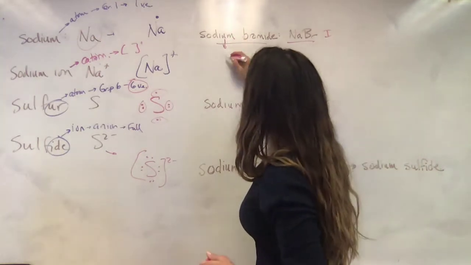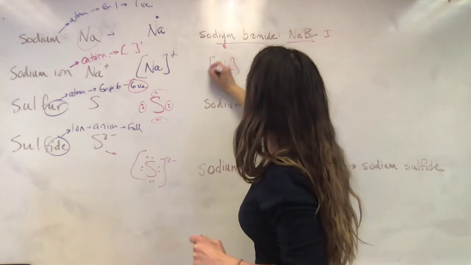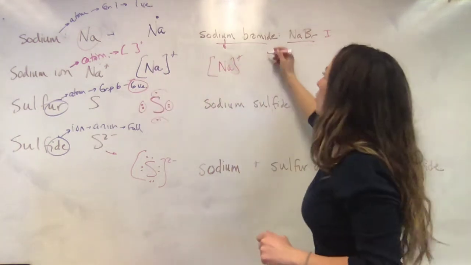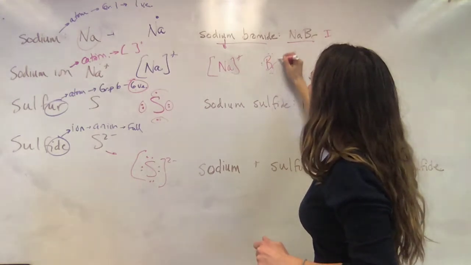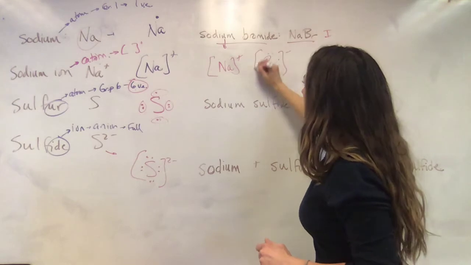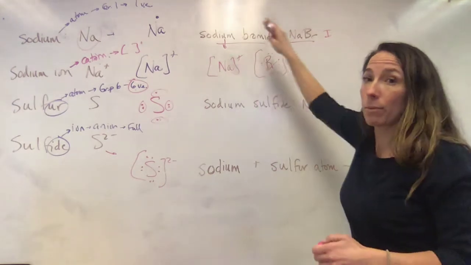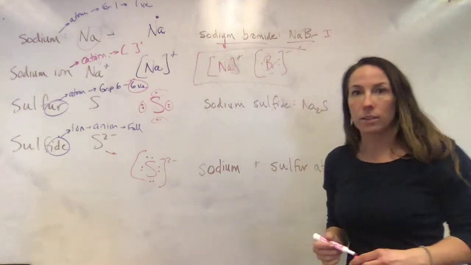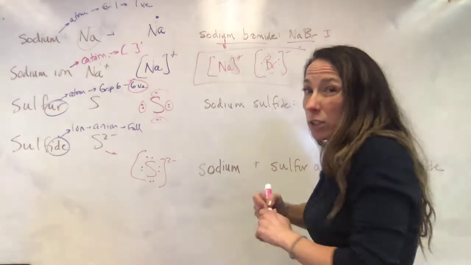So the Lewis dot diagram for sodium ion looks like this, empty with a charge, just like I did over here, right? Empty with a charge. The bromide ion is going to be full with a charge. And I'm done. If this is what sodium ion and bromide ion look like, then sodium bromide must look like that. Sodium bromide, done.